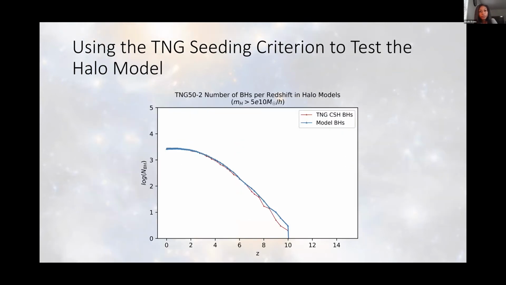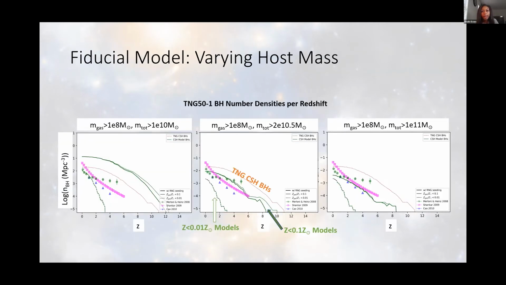So first we do a sanity check where we use the TNG seeding criterion to test our halo model, and we see good agreement between the number of black holes in our model and those in TNG. So it works like a regular seeding prescription. And now I'm going to show some preliminary high resolution results for our fiducial model, where we vary the host mass in these plots.